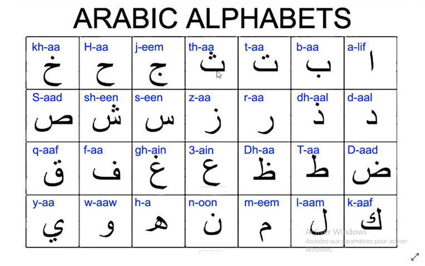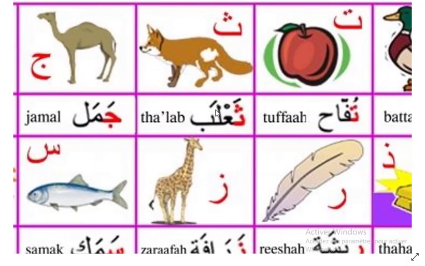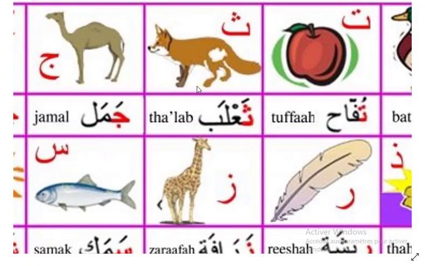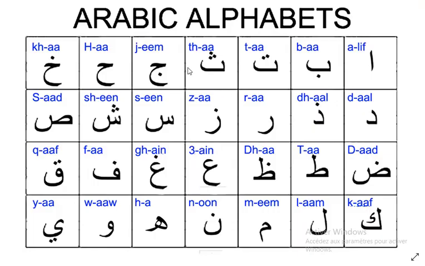The last letter in this group, which is the 4th letter in the alphabet, is tha. The sound is th, as in the word three or thought. I'm going to give you an example. ثعلب, which means fox. And how to remember to write it is we have here 3 dots. 3 th. And the sound is th. So a, ba, ta, tha.